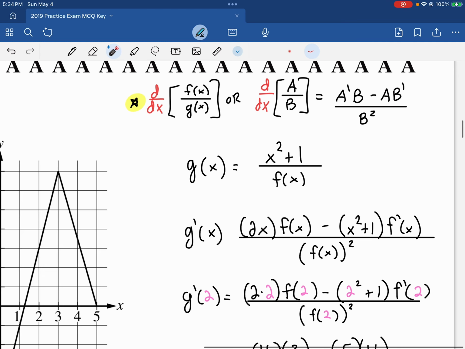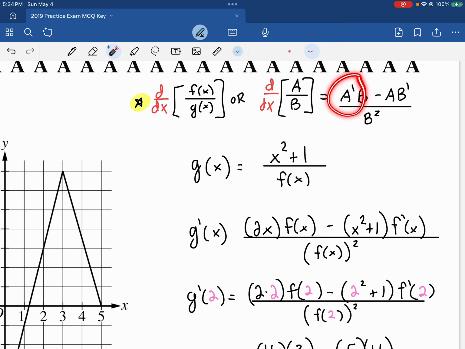divided by b squared. So we'll do this one at a time. A prime is the derivative of my numerator, which is going to be 2x. B, I just write f of x. Minus sign comes down. A is just my numerator, so x squared plus 1. B prime is the derivative of your denominator, which is just my f of x, so f prime. And then it's the denominator squared. My denominator is f of x, so we get f of x quantity squared.